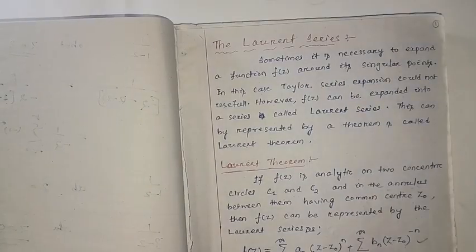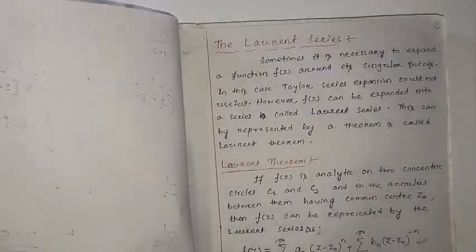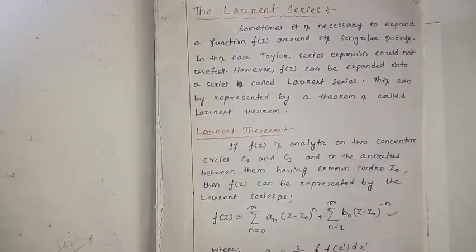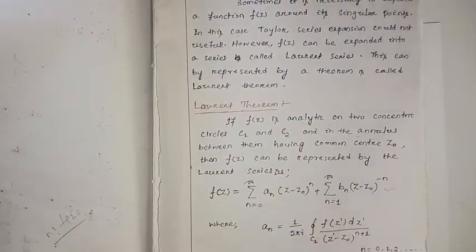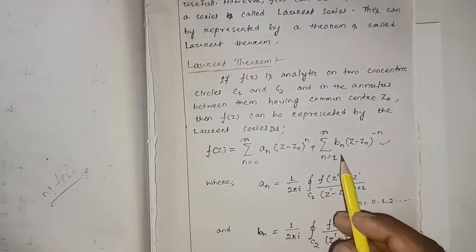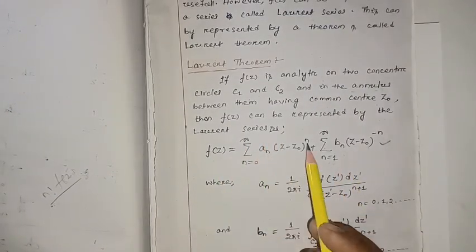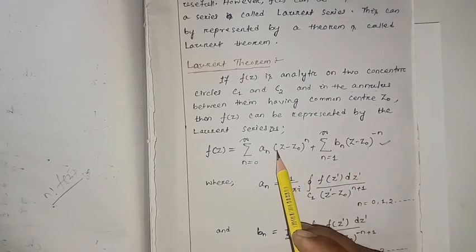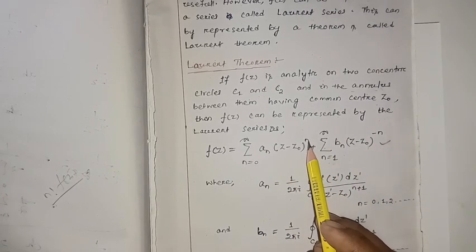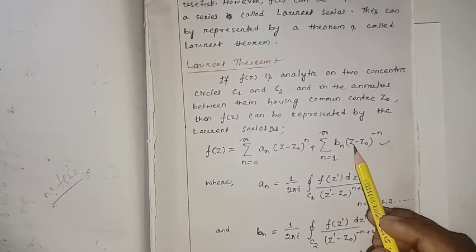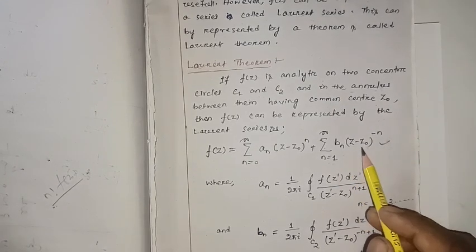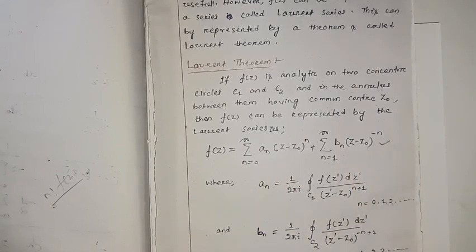Here your Laurent series starts from the Laurent theorem. This is your so-called Laurent series. This is your analytic part, and this is your principal part, because here z minus z0 to the power n is a positive integer, and here z minus z0 to the power minus n means a negative integer. So this will be called your principal part, and this is your analytic part.